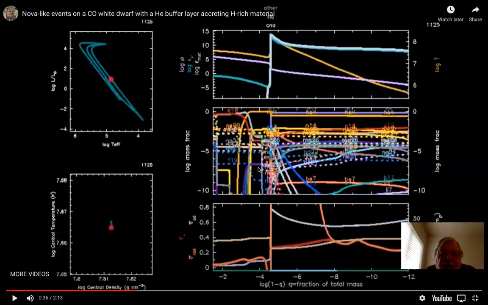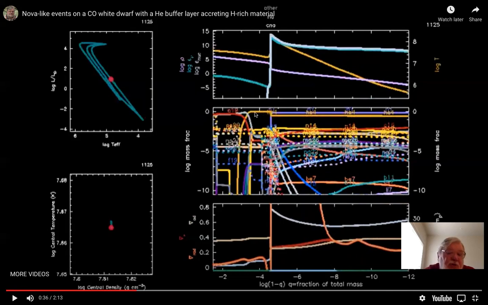I call this a nova-like explosion. What's the difference compared to a real nova explosion? The difference is that here you can see on the mass fraction plot, these yellow curves show helium abundance. And you can see that at the bottom of the hydrogen-rich accreted envelope, the blue line, below this envelope, there is quite a thick layer of helium. This is called a helium buffer layer. It's left at the end of asymptotic giant branch evolution.